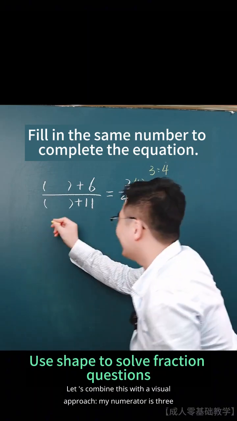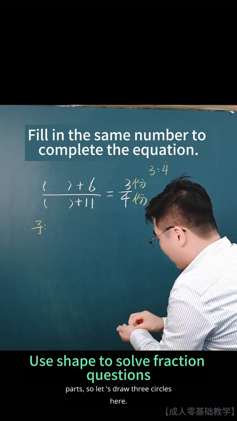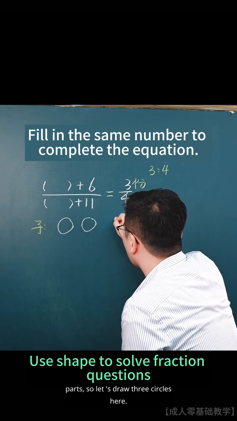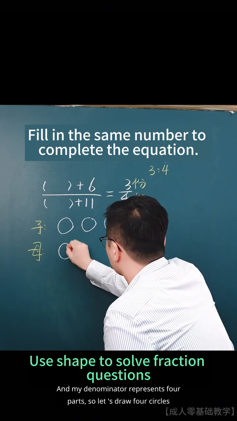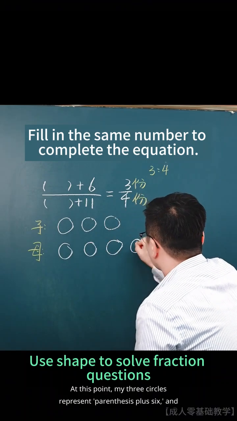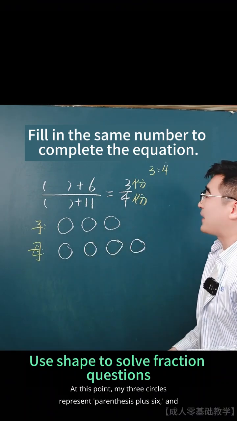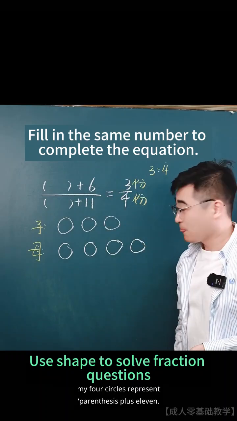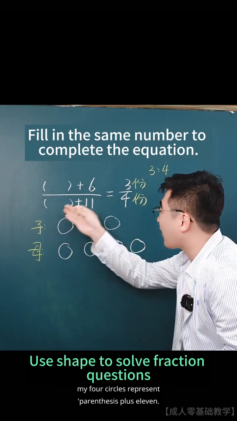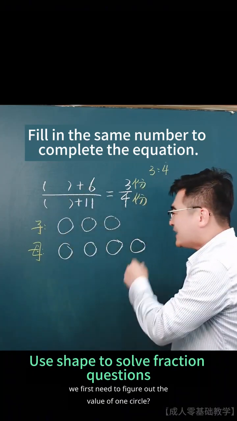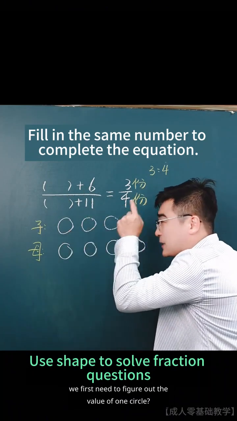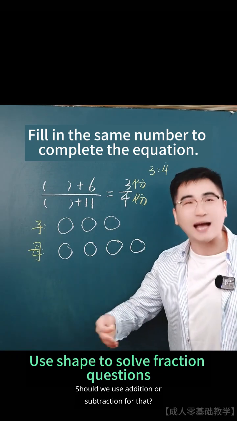Let's combine this with a visual approach. My numerator is 3 parts, so let's draw 3 circles here. And my denominator represents 4 parts, so let's draw 4 circles. At this point, my 3 circles represent parenthesis plus 6, and my 4 circles represent parenthesis plus 11. Next, if we want to find out what the parenthesis stands for, don't we first need to figure out the value of one circle? Should we use addition or subtraction for that?